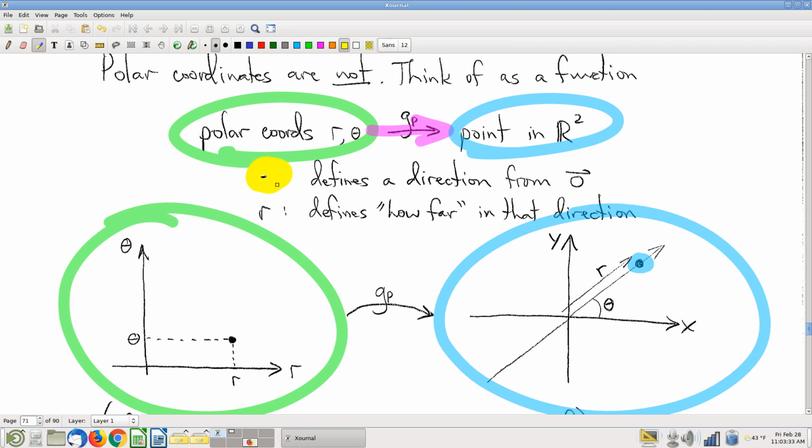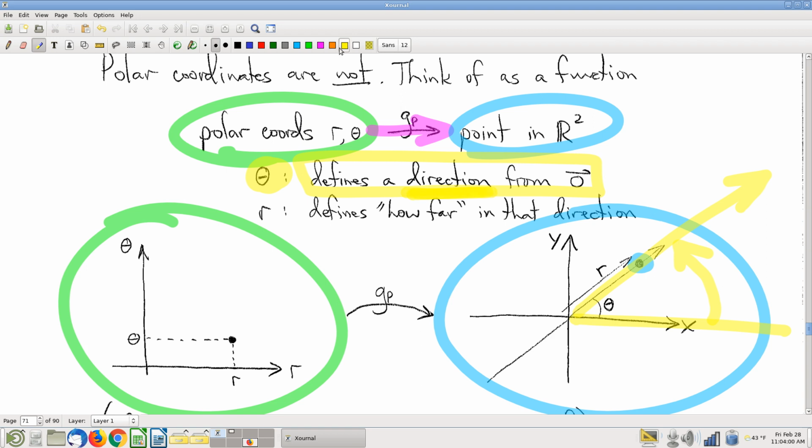Whatever the theta is, I'm going to say that defines a direction. And it defines that direction specifically by starting on the positive portion of the x-axis and rotating counterclockwise by the amount given by whatever that theta is. Okay, so it's an angle. Rotate by that angle. That defines a direction.